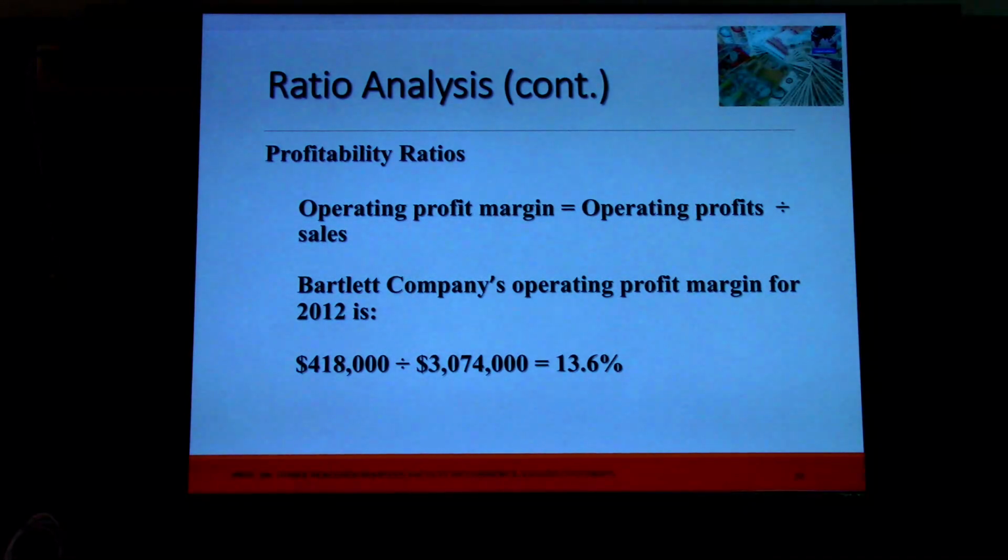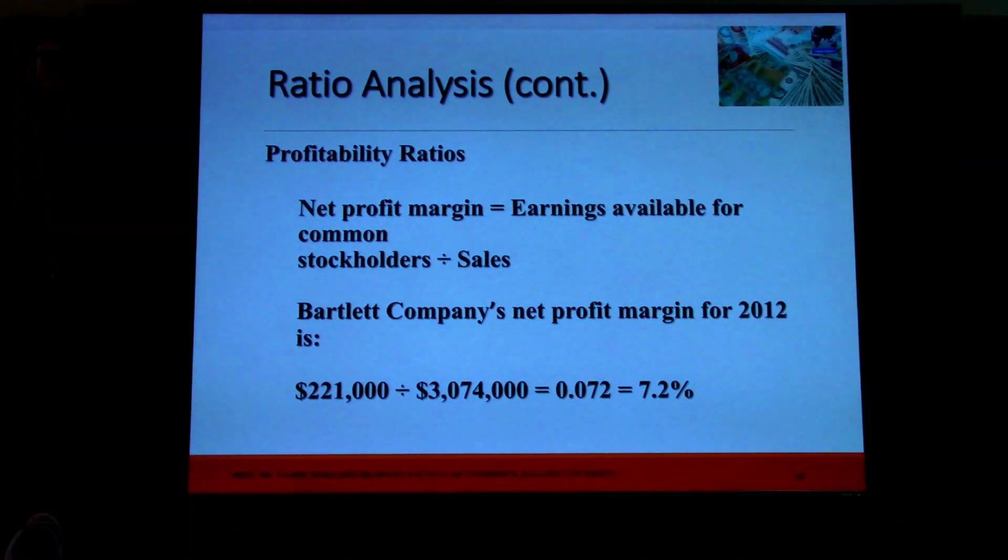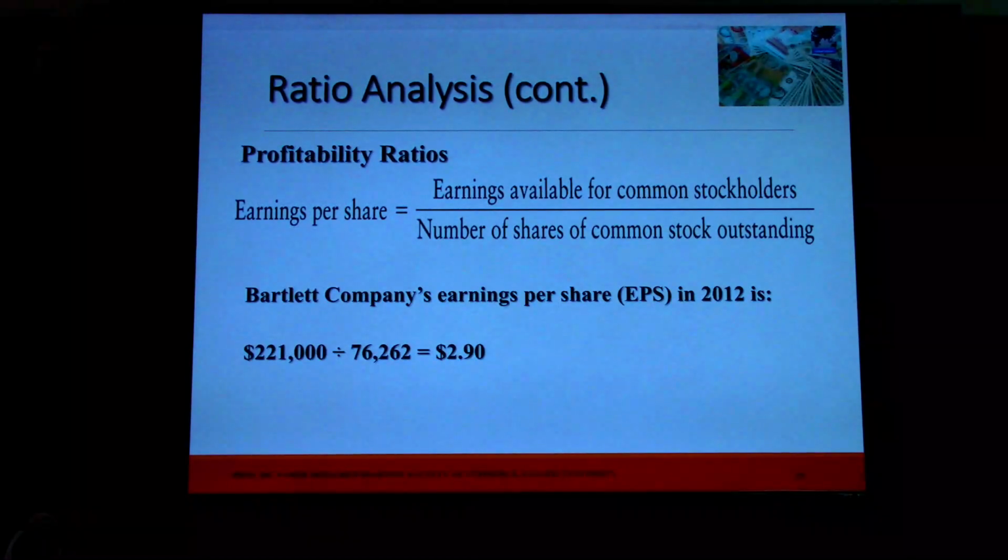The same situation with net profit margin, هامش الربح الصافي. It is equal to earnings available for common stockholders divided by sales. It is equal to 7.2%. What does it mean? It means that for every dollar created in sales, our net profit equals 7.2 cents.